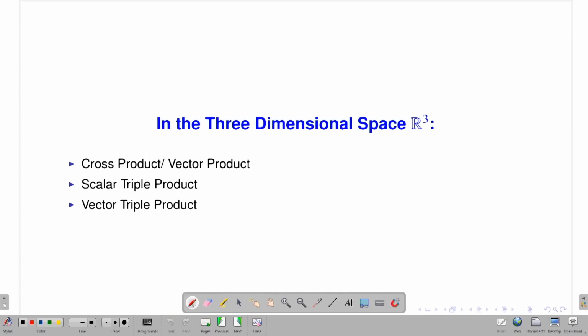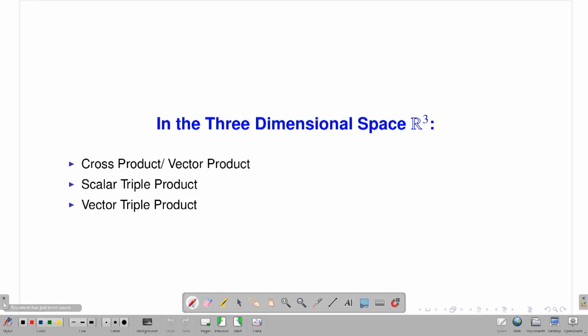Now, specifically in R3, we want to define some more concepts, another kind of product which is called cross product or vector product. Two other things are the scalar triple product and the vector triple product, which involve three vectors. So, first we will introduce what is cross product or vector product in R3.